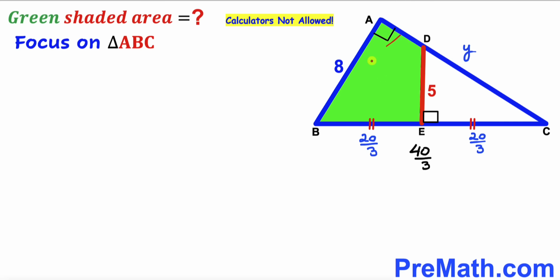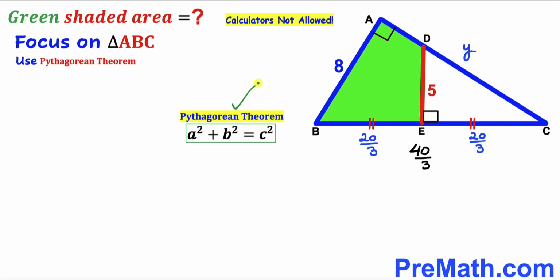And now we are going to focus on this big right triangle ABC. And we are going to apply the Pythagorean theorem on this triangle as well. And here's our Pythagorean theorem once again. In our case, our hypotenuse is 40 divided by 3, whereas our two other legs are y and 8. Let's go ahead and fill in the blanks in this Pythagorean formula. So we got y square plus 8 square is going to be equal to 40 divided by 3 whole square.